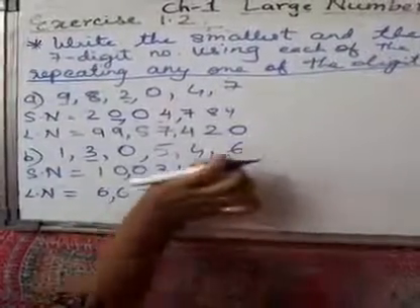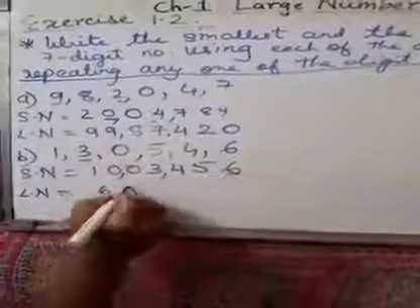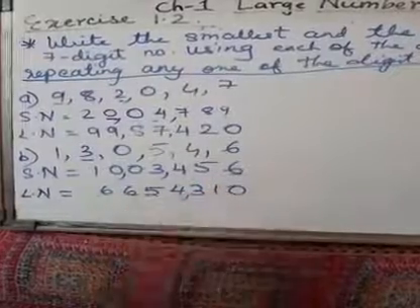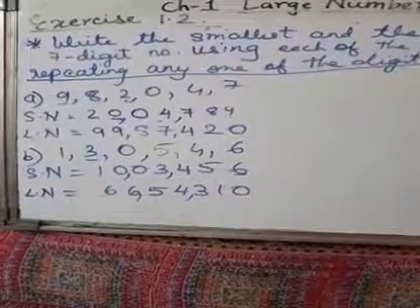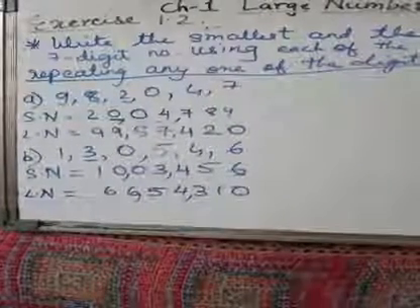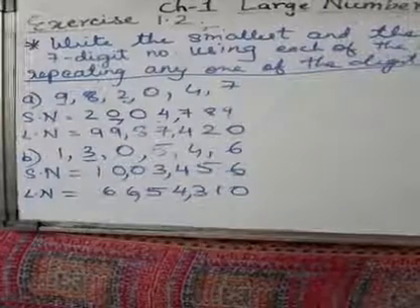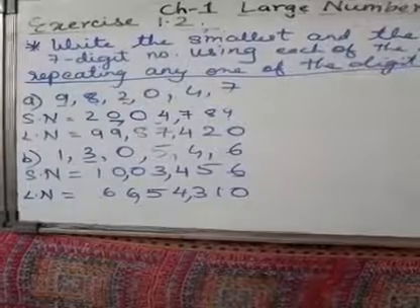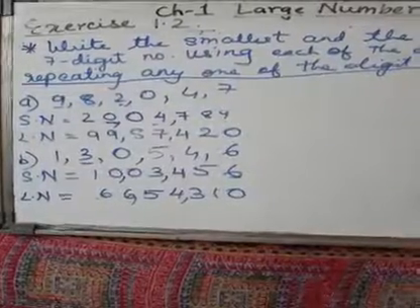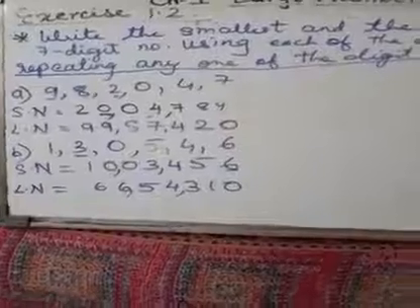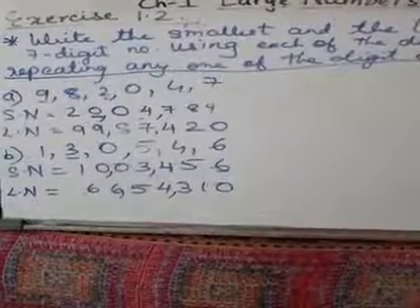6, 6, 5, 4, 3, 1, 0. So 66,54,310. Okay, copy down these sums. I hope everybody is understanding this sum.